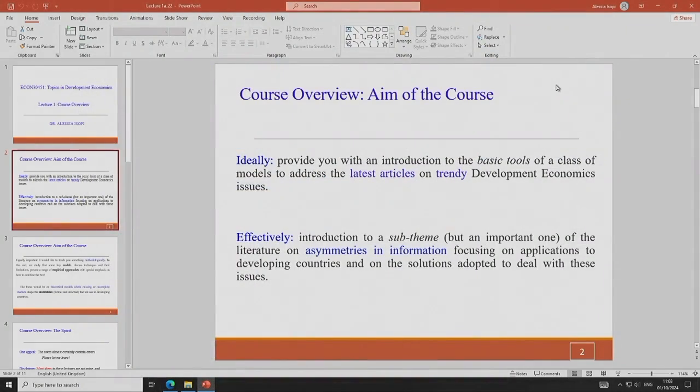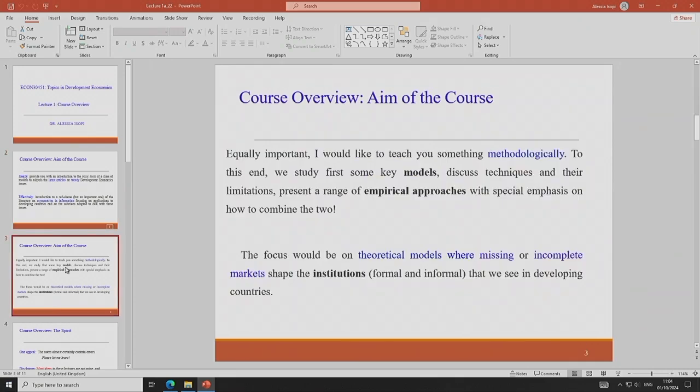So the most important topic, probably a lens through which I would like you to see some topics, is asymmetric information. And in particular to see what kind of impact those asymmetries can have specifically in developing countries. Now, why do I think that this is important? I think I will have the chance to explain it a little bit later on.